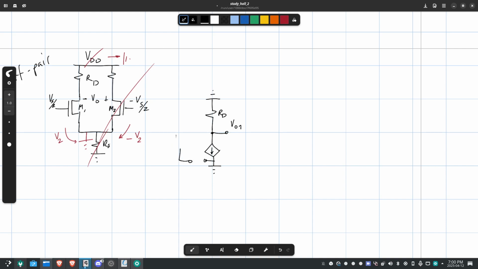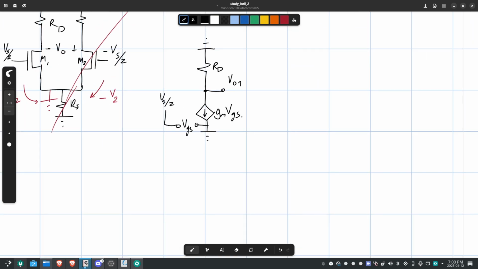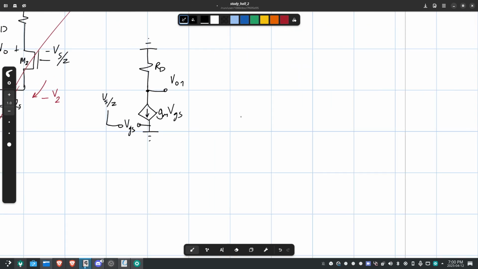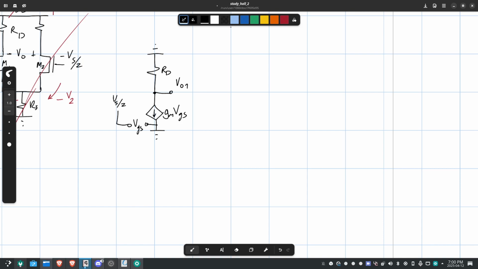And then we have Vs over 2. Vs over 2 is directly onto ground. So this is GM, VGS, this is VGS. This is pretty simple, right? Although I did mess it up. So I have no right to say this is pretty simple. This is GM, Vs over 2. Current's flowing downwards because it's NPN.